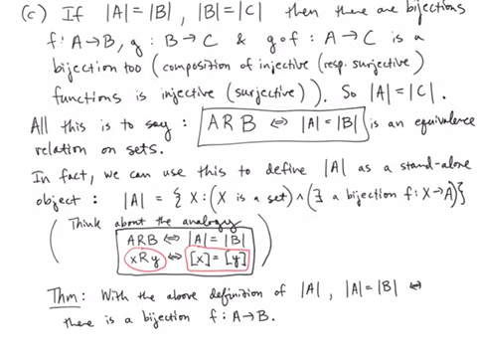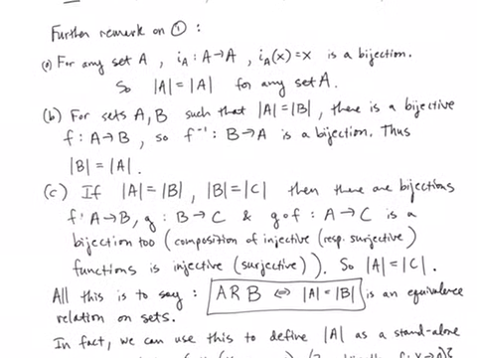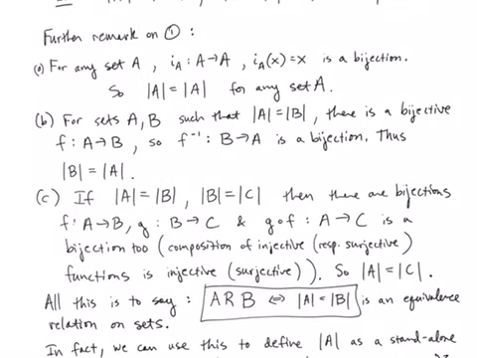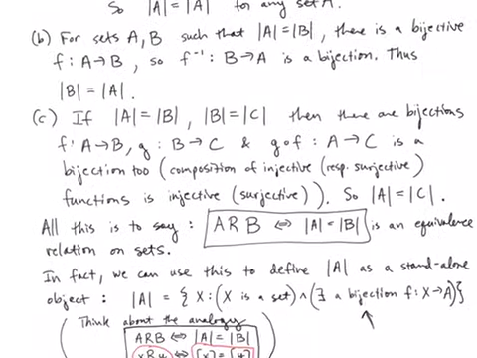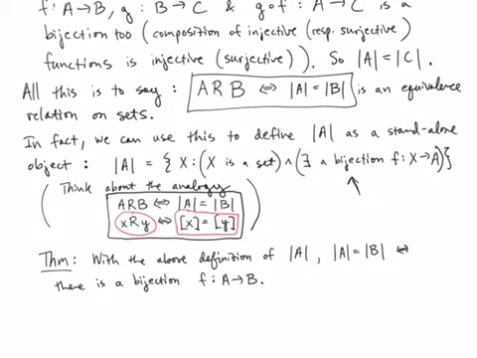And now with this definition of the cardinality of A, one can prove that the cardinality of A equals the cardinality of B. That is, those two sets defined by this definition are equal if and only if there's a bijection from A to B. And the proof just uses the properties A, B, and C up here, the reflexive, symmetric, and transitive properties, just like the proof of this fact holds for general relations.